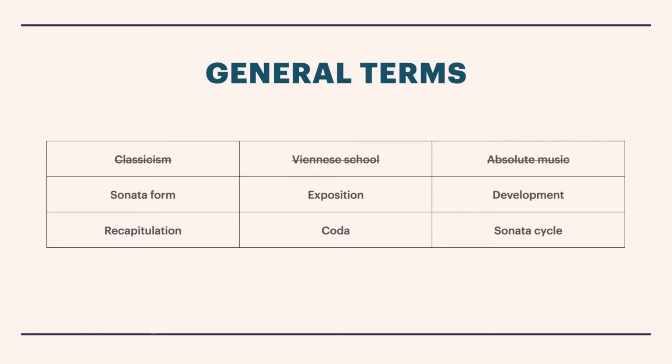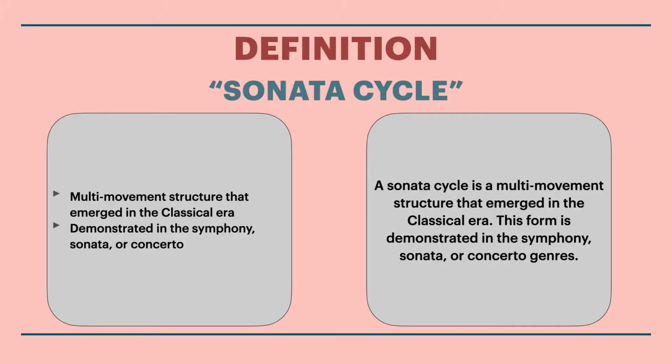So last time we talked about classicism, the Viennese school, and absolute music, and that was in our classical era module. Today we're going to be looking at some terms and concepts that are specifically related to this thing called sonata form. So we're going to be looking at sonata form, exposition, development, recapitulation, coda, and sonata cycle. So let's start at the end there.